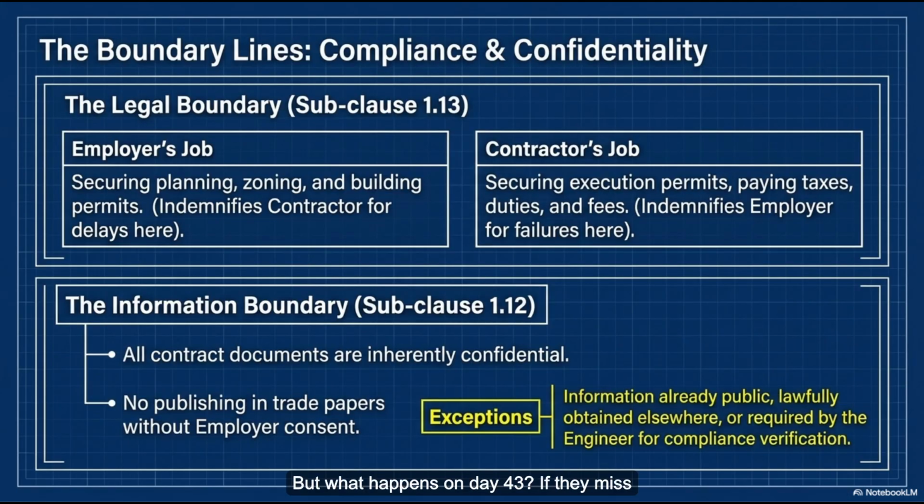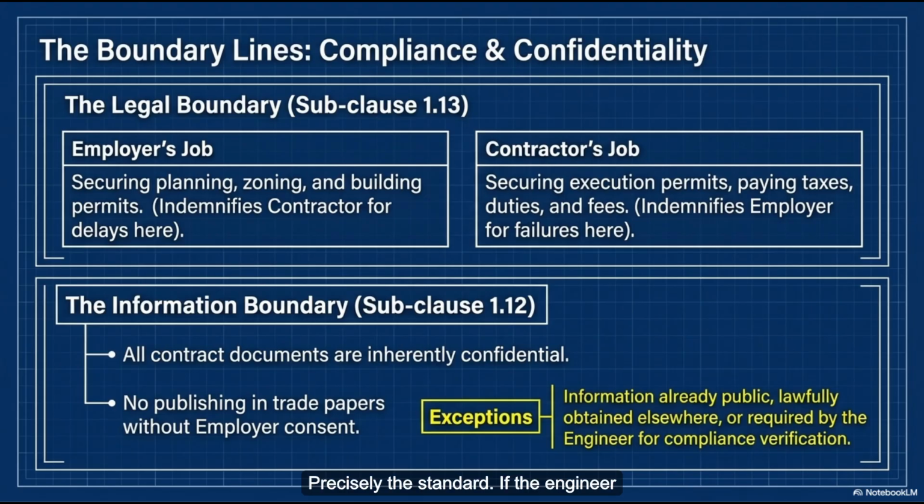But what happens on day 43? If they miss that early window and discover the fatal flaw months into the build, who pays for the fix then? That triggers a really fascinating legal test. The contractor must still notify the engineer immediately. But the engineer then has to make a ruling based on the concept of an experienced contractor exercising due care. Okay, so the engineer has to ask, should a competent professional have spotted this error during that first 42 days?